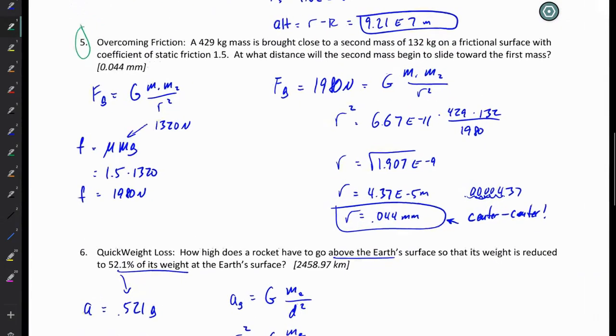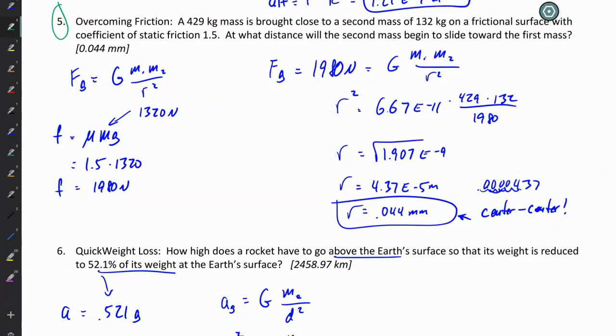Problem number 5 is something that would never really happen on Earth, but it's fun to try the mental exercise. So if we've got two masses on Earth, we've got a large mass and a small mass, and we're going to place them near each other such that gravity is going to be great enough to overcome the friction holding them to the floor, preventing them from sliding.